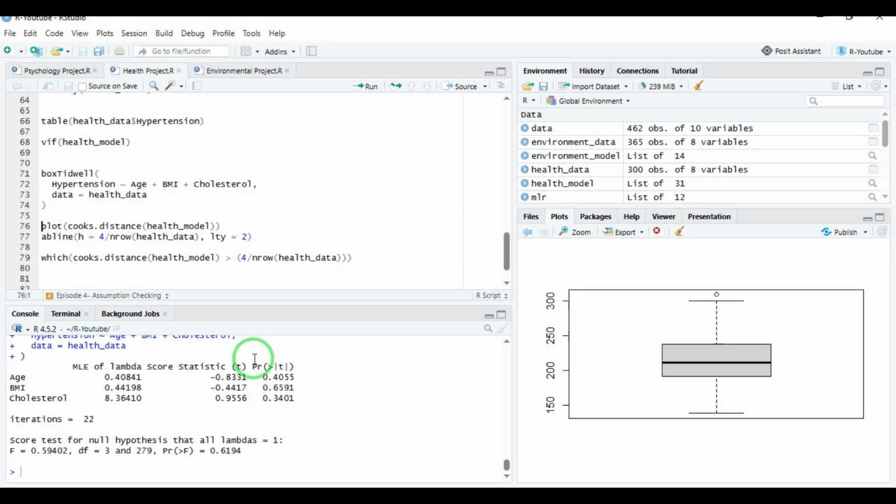So one more time, just to make sure that you understand, logistic regression does not require the outcome to be normally distributed or linearly related to the predictors.